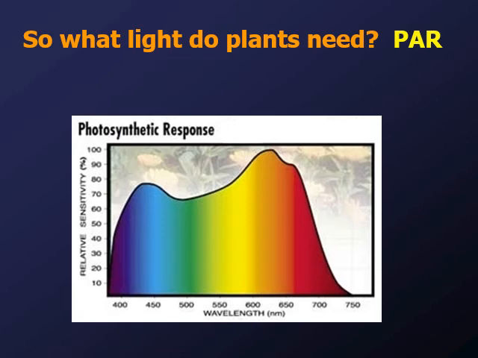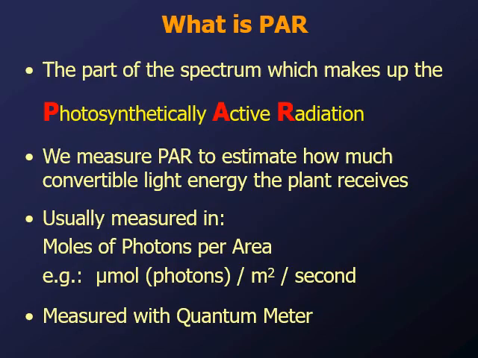Again, here's your PAR, blue up into the red spectrum that plants use. We call this photosynthetically active radiation. That's what PAR is. So that's the spectrum that plants use. And we measure it so that we have an idea of how much actual convertible light, the energy the plants are receiving.